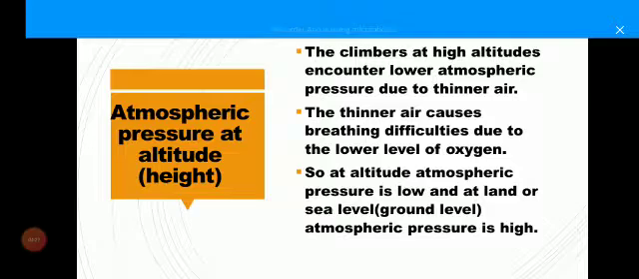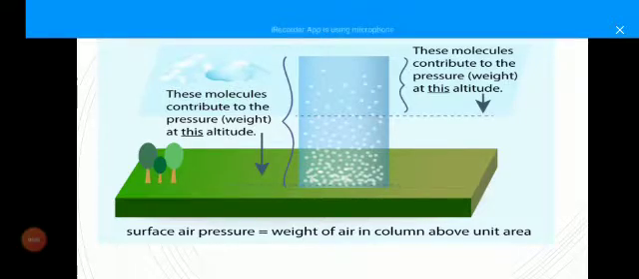Now, atmospheric pressure at altitudes, meaning at height. The climates at high altitudes encounter lower atmospheric pressure due to thinner air. The thinner air causes breathing difficulties due to the lower level of oxygen. So at altitude, atmospheric pressure is low; at land or sea level, meaning ground level, atmospheric pressure is high. Look at this diagram.